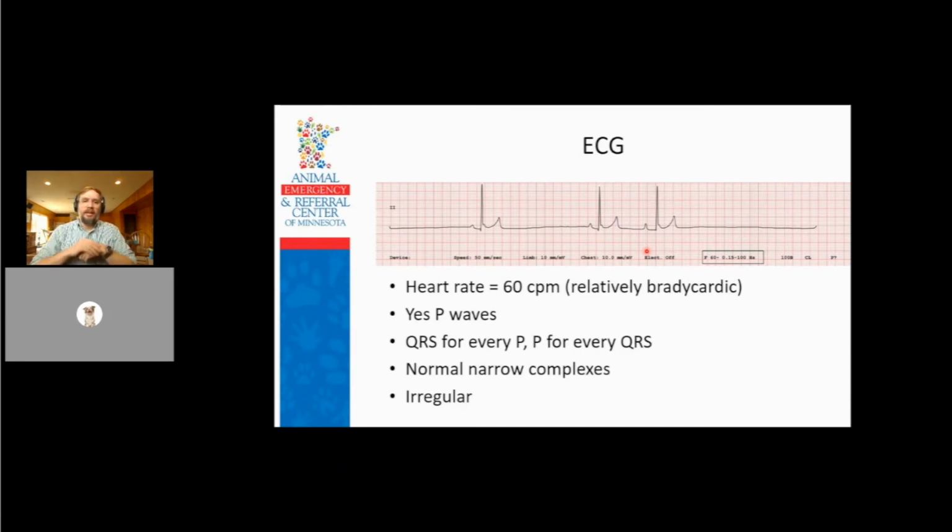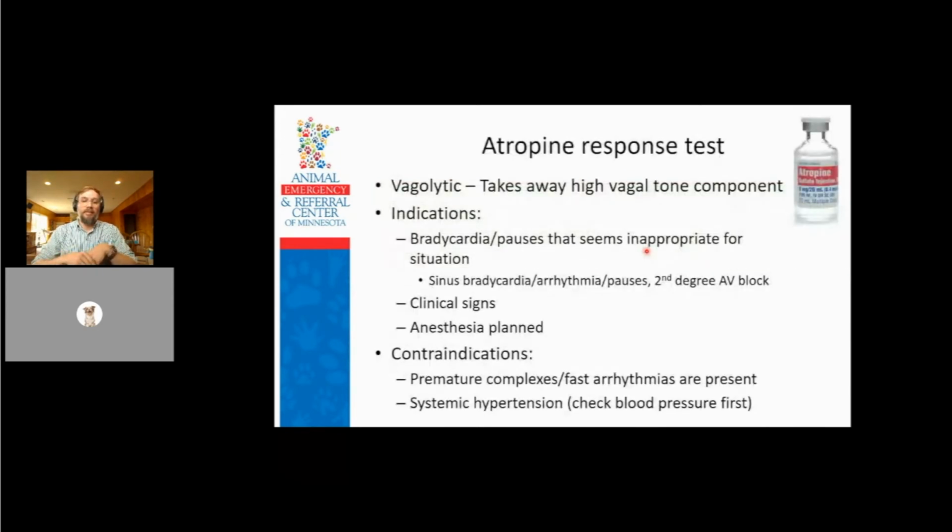So the question then is, well, why is it slow? And in general, there are 2 main causes. One is high vagal tone, and the other would be primary conduction disease. So in this case, would it have a sinus node disease that's causing the sinus node to go too slowly? The way that we can try to sort that out is to do an atropine response test. Atropine is a vagolytic, so it takes away the vagal component. And it says, okay, no more vagal tone, what's the heart rate going to do?